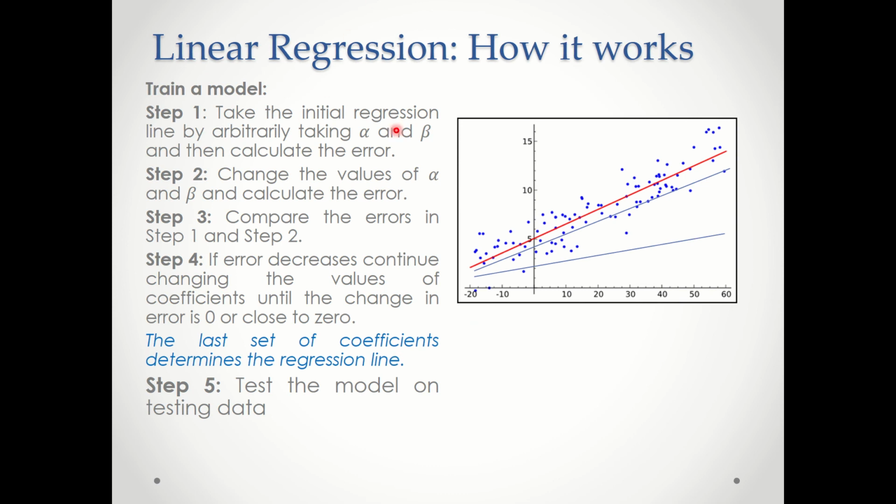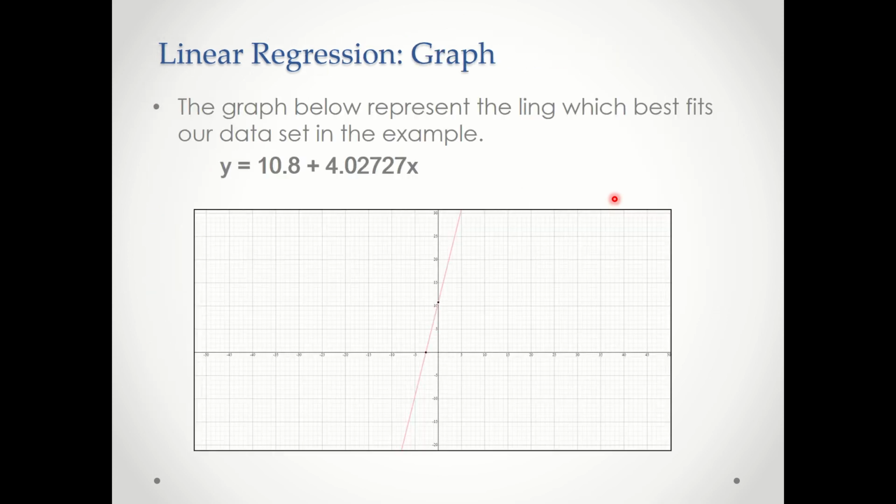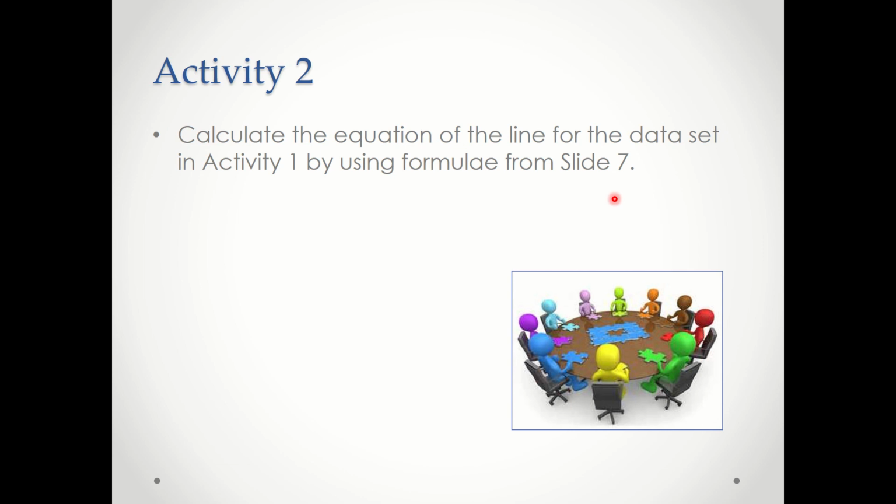So you take the initial regression line arbitrarily, and then you calculate the error. Then you change the values of alpha and beta. Then you find out whether the error decreases, and if the error decreases, you go for that particular line. This is how you will test the data on your line. Okay. So that's all about the linear regression.